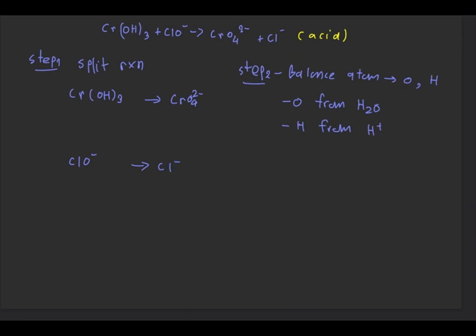Oxygen and hydrogen in this first reaction: on the left side, we have 3 oxygen and 3 hydrogen, right? While the right side has 4 oxygen. So let's balance the oxygen first. Now remember that a water molecule has 1 oxygen and 2 hydrogen, right? So we will add water to get more oxygen. Now we have 4 oxygen on both sides, so they're equal.